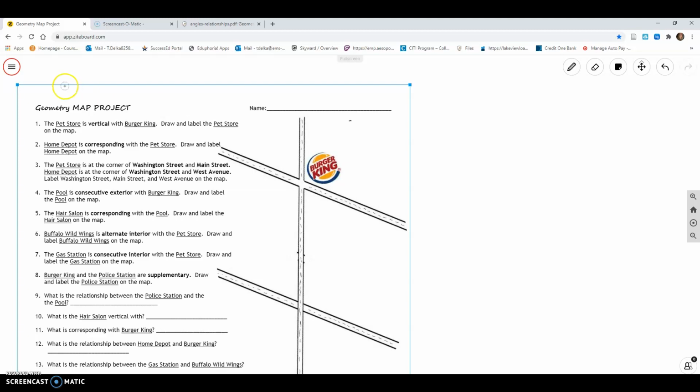All right, so the very first one, so we've got these streets right here, and I know that Burger King sits on one of them.